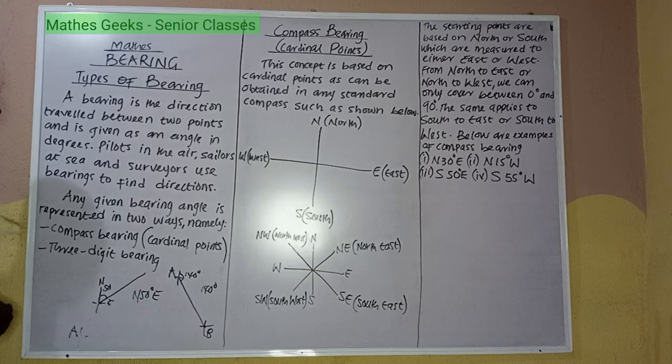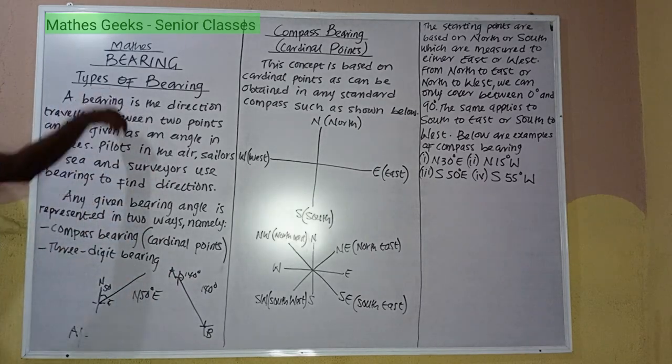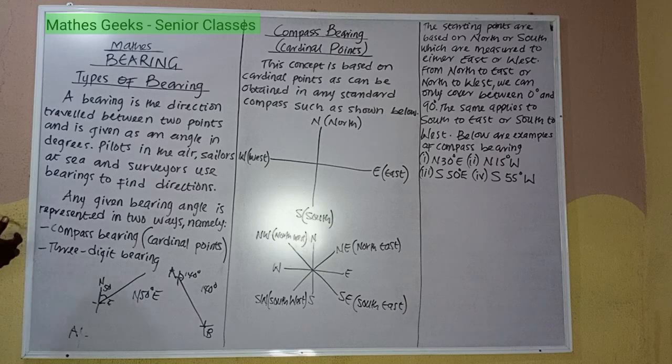So we're going to treat each one of them, but I'm just using this to illustrate as a result of the definition that has been given for bearing. So a bearing is the direction traveled. Anytime we're talking about bearing, bearing has to do with direction. So I term it as the mathematics of direction. A bearing is a direction traveled between 2 points and is given as an angle in degrees.